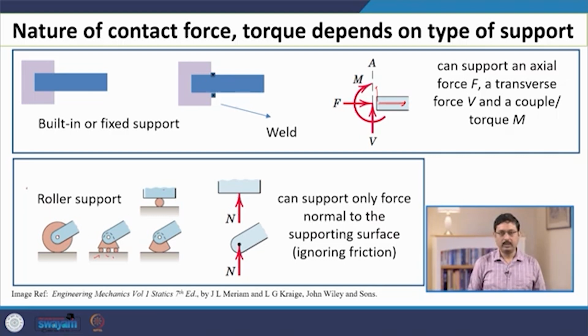So in this kind of support, there can be only a force in the normal direction, because any force in the horizontal direction, in a direction in which the support can roll, will make the support roll. So it will no longer be in a condition of mechanical equilibrium. So, this is a roller support which can support only force normal to the supporting surface, ignoring friction. These are some of the common types of supports I mentioned, because you will encounter them in real life and in various problems.